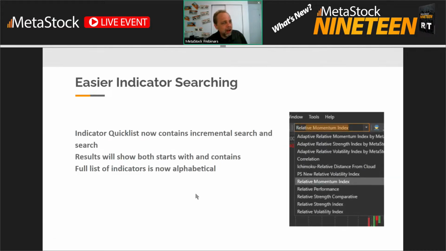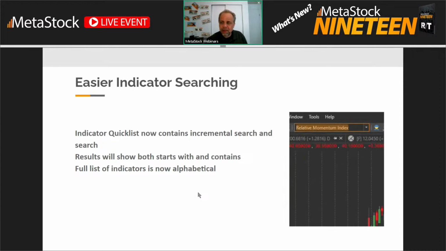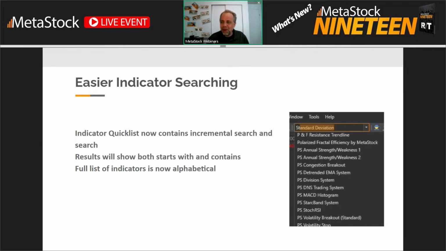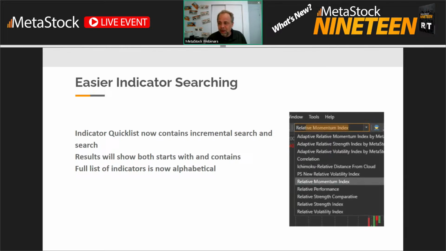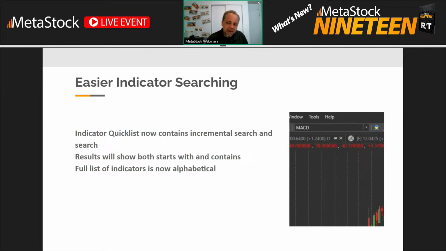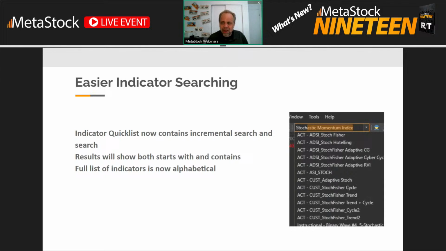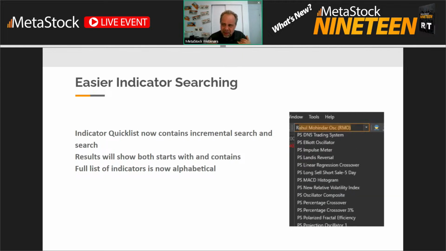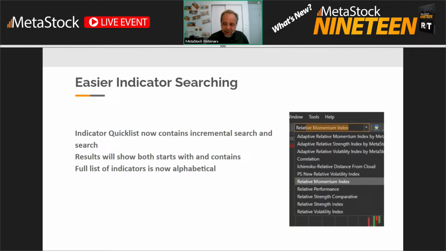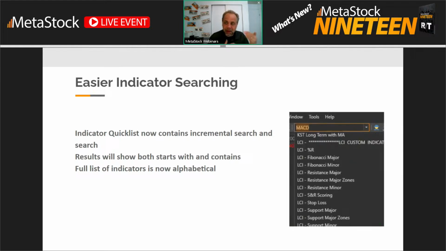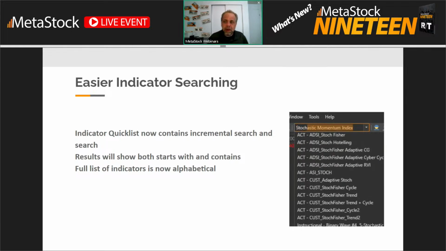Easy. Easier searching. One of the things that I really like is how MetaStock keeps getting incrementally easier to find the stuff that you want. They've added search to scanners, they've added search to systems, they've added search to just about anything that you want to find, and it makes it so much easier to find that scan or that function. And we've now added that to the indicator quick list. So we've also made it a little bit easier to use.